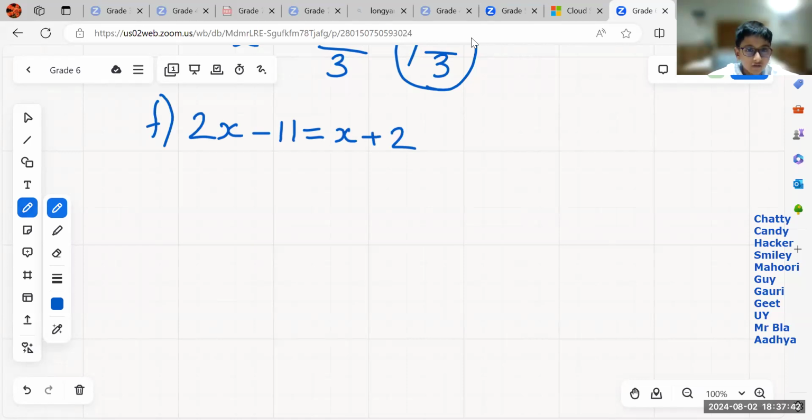Okay, now this is tough. No, it's not. Yeah, it is. It is not. So what do we have to find? The value of x.